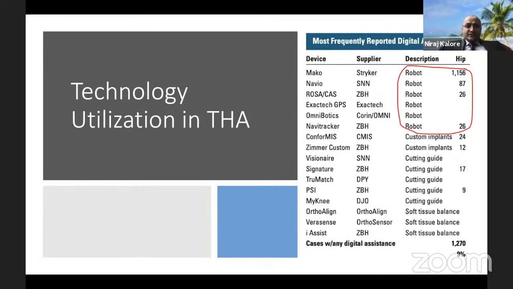This is the current technology utilization for hip replacements. This is basically dominated by two things. One is either use of a semi-active robot, or the use of a custom implant and custom cutting guide. Those are really the technologies that are widely used, though there are several available, and we'll discuss each one of them as we go along.